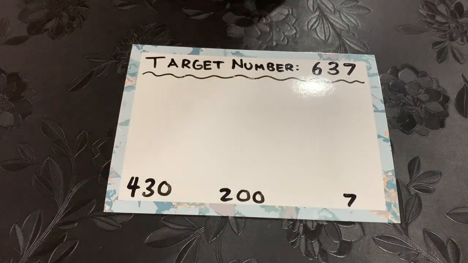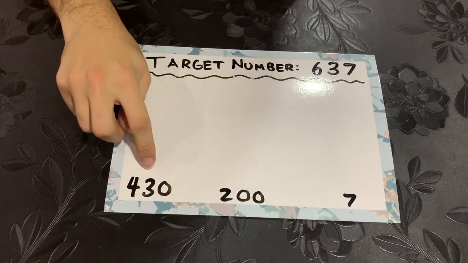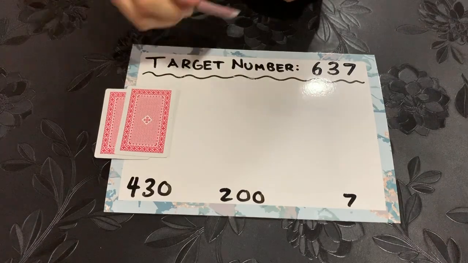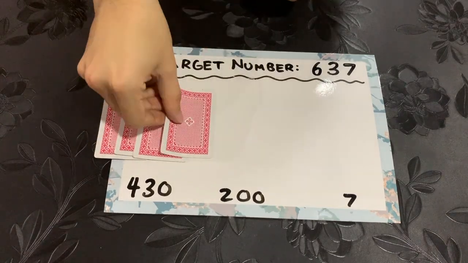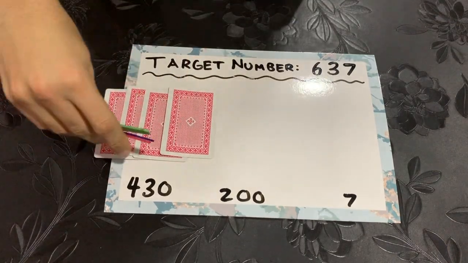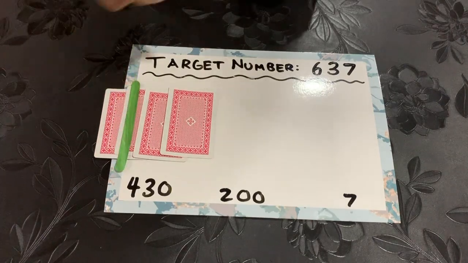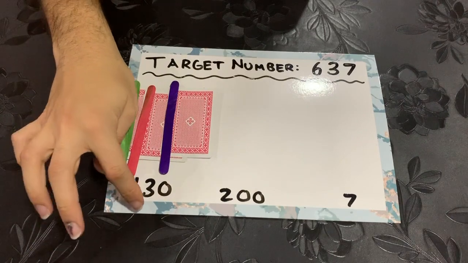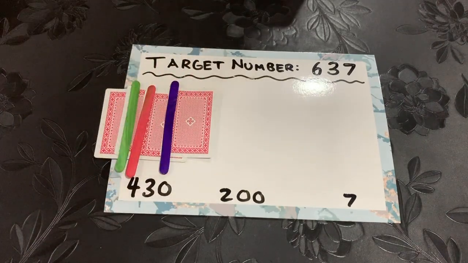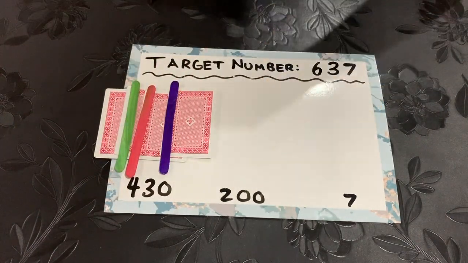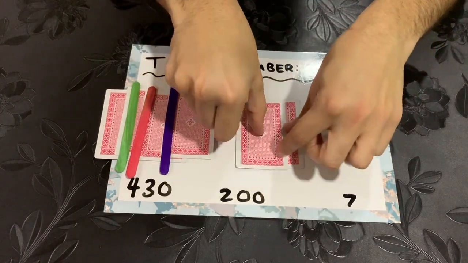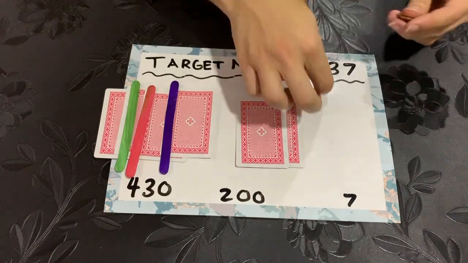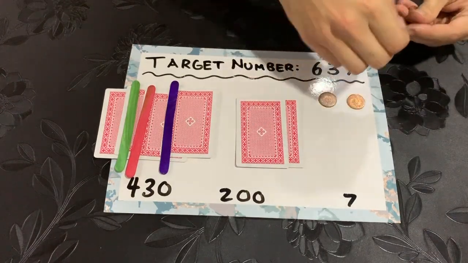Another way to do this number is 430. So I've got 400s, 100, 200, 300, 400. Now I need my 30. So I've got 10, 20, 30. So I've got 430 here. And then I've decided to go with 200. So I've got 1, 200s. And then I've still got 7. That hasn't changed because it's still the same number.